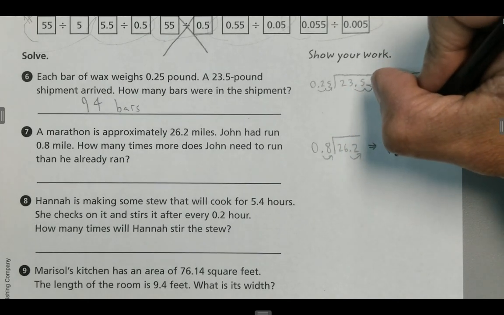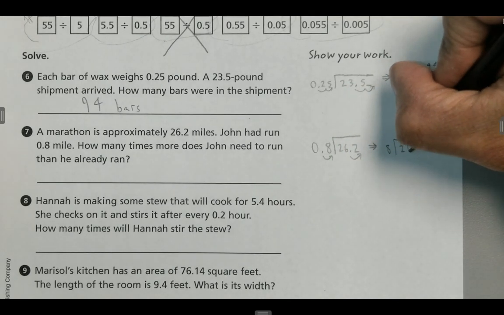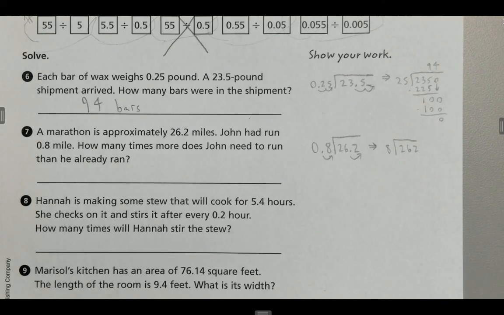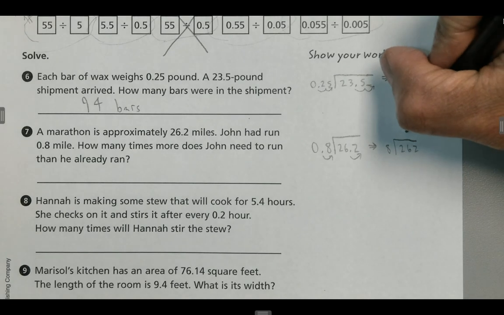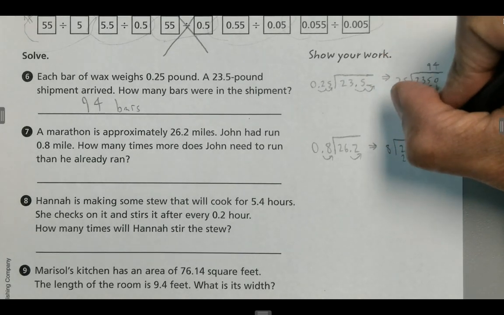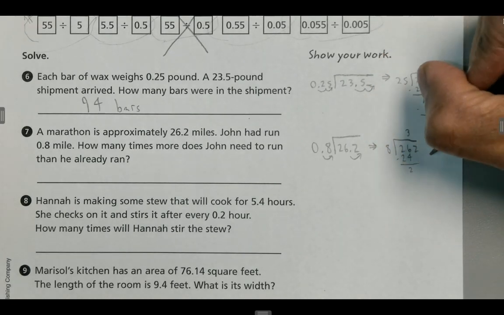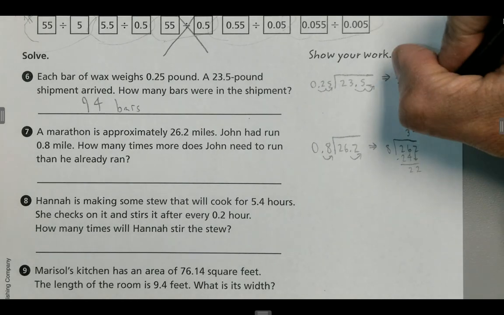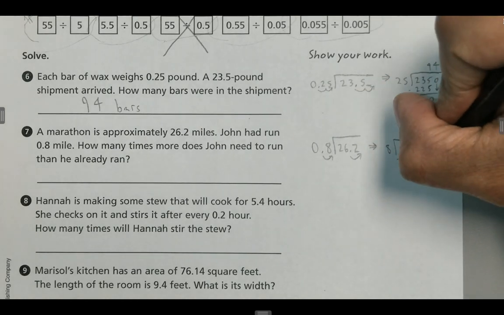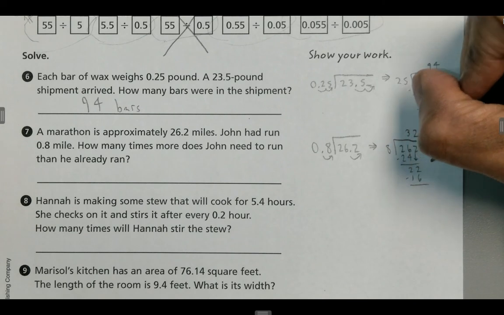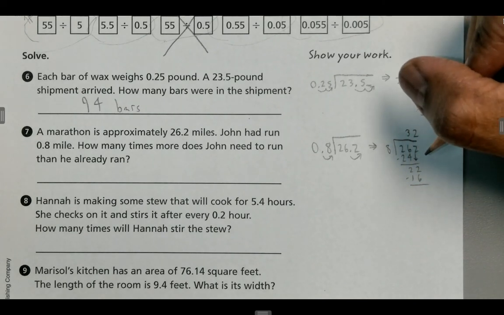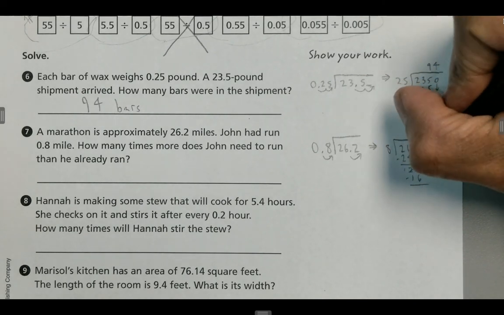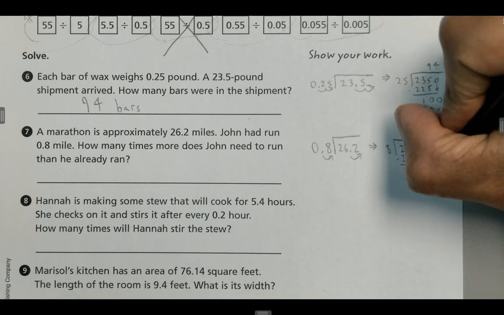Rewrite this. Our new divisor is 8. Our new dividend is 262. Find how many times 8 goes into 26. 3 times. 8 multiplied by 3 is 24. Let's subtract. Let's bring down. How many times does 8 go into 22? Twice. 8 multiplied by 2 is 16. 22 minus 16. Let's see. The 2 needs to borrow. 12 minus 6 is 6.